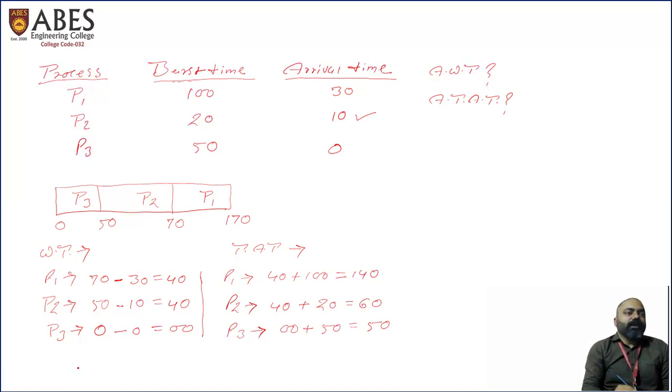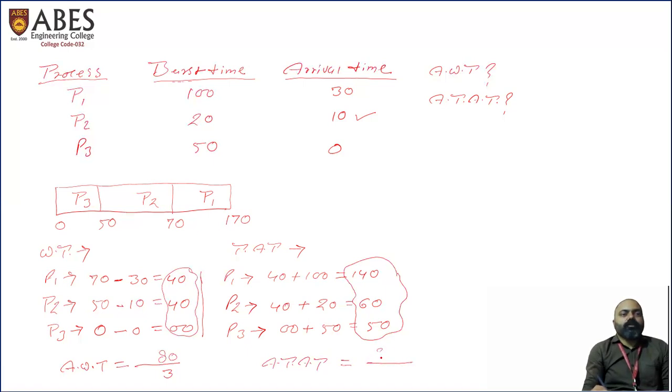For AWT, we add all the individual waiting times, which will be 80, divided by the number of processes, 3. And for ATAT, we add all the individual turnaround times of P1, P2, P3, which will be 250, divided by the number of processes, 3.